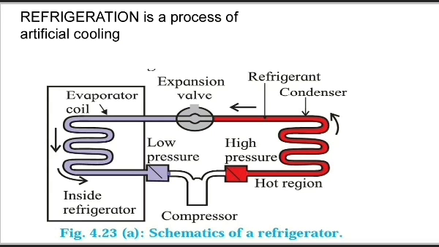Now, inside the refrigerator, there is already some heat, so the refrigerant absorbs the heat. While moving through the coil, it absorbs this heat and changes its phase, which means it turns into a vapor. When this vapor moves to the compressor, the compressor does most of the work. It compresses the gas and converts it again into liquid form, and by doing so it raises its temperature.